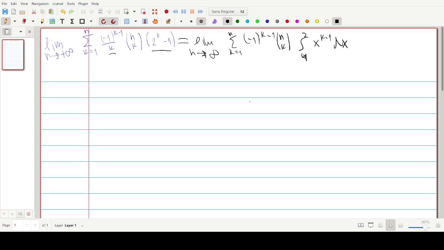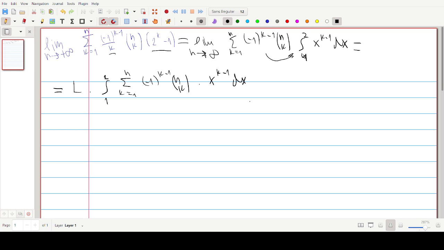So what do we do now? We switch the order of integration and limit. We will not write the limit every time because it is not necessary. We will just put L, and now we will interchange the limit and the sum, I mean the integral and the sum. So we get a sum going from k equals 1 to n, minus 1 to the k minus 1, n over k, times x to the k minus 1 dx.